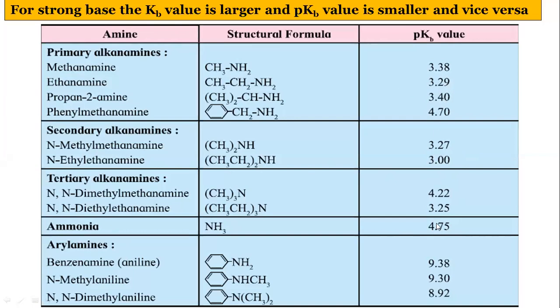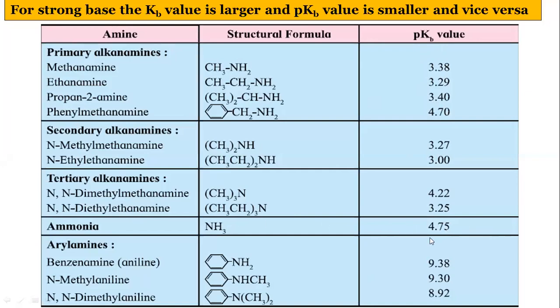Then the primary amine basicity increases. The basicity increases because the pKb value is very low, and secondary amines are the strongest base. So ammonia is a very weak base according to this table. According to this table, I am discussing the basicity. Basicity depends upon the pKb values here.